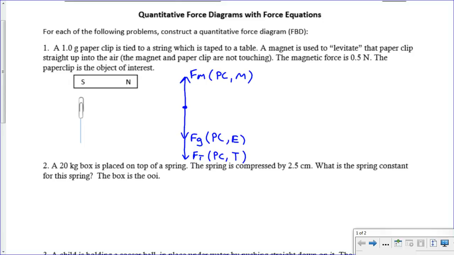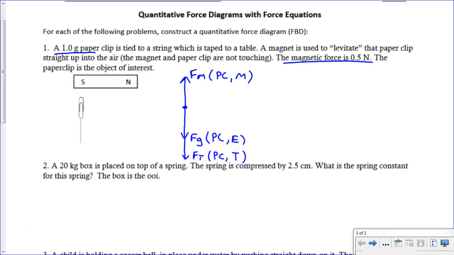So now we have to ask ourselves, what sort of information do we know? There's a couple things that are given to you in the problem. One, it says it's a 1 gram paper clip. The other thing, it says we've got a magnetic force of 0.5 newtons. So we can use that information to try and fill in some of these forces here.